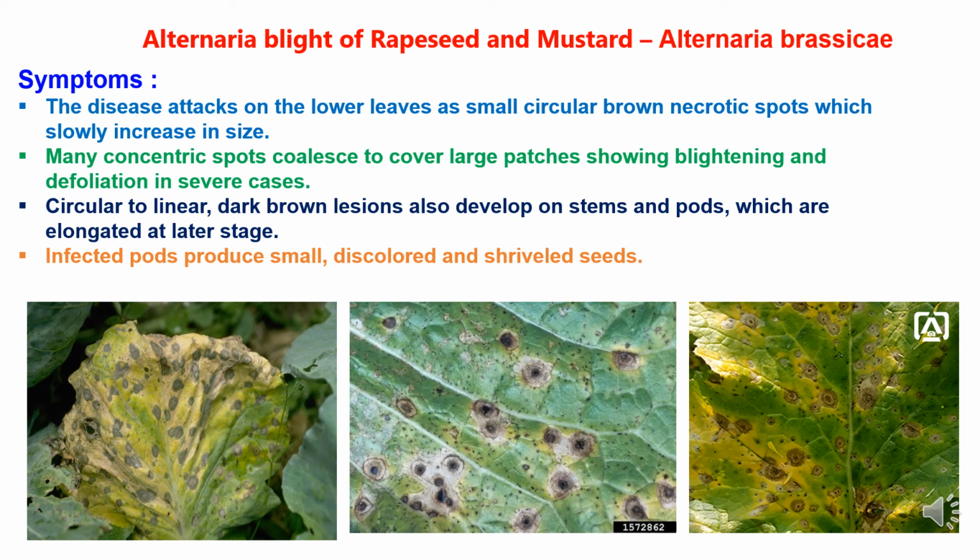Circular to linear dark brown lesions also develop on stems and pods which are elongated at a later stage. The infected pods produce small discolored and shriveled seeds. There will be drastic reduction in yield in case of severe attack.